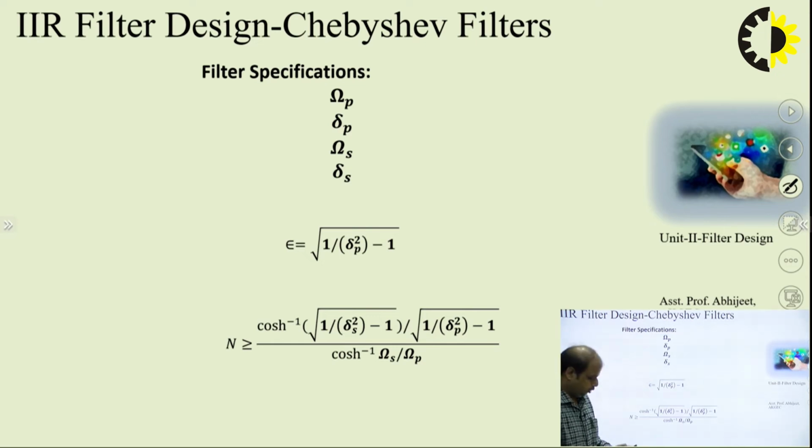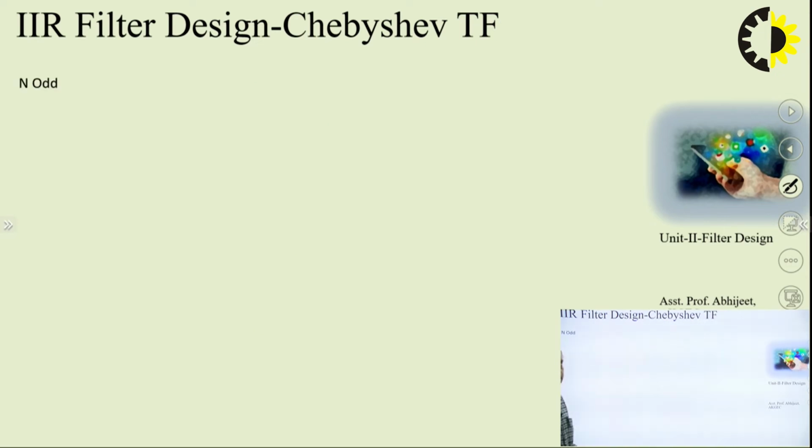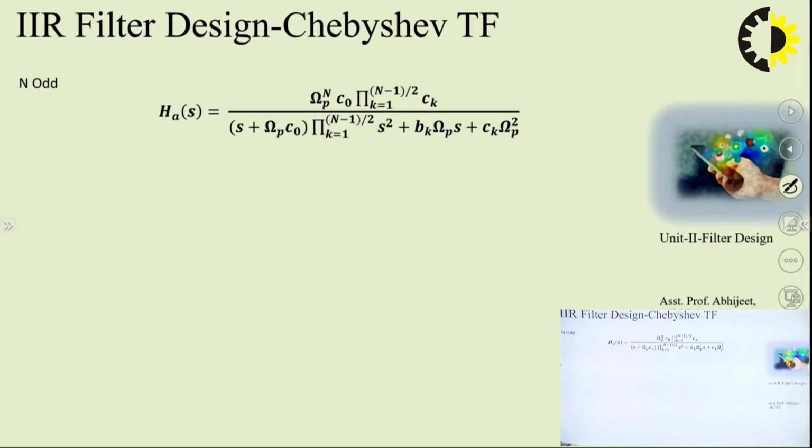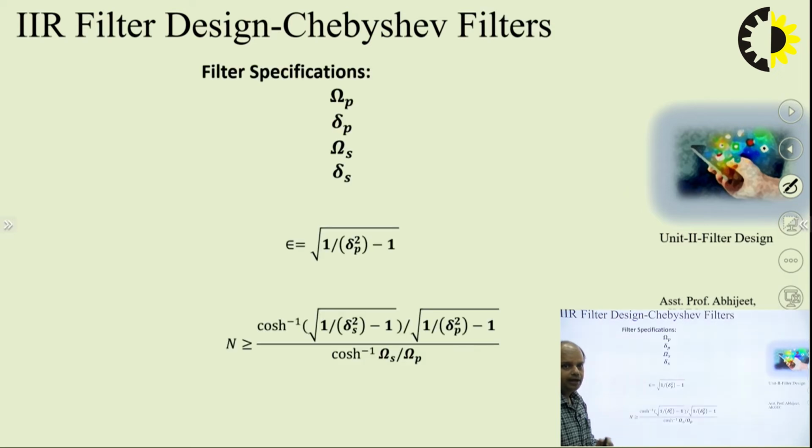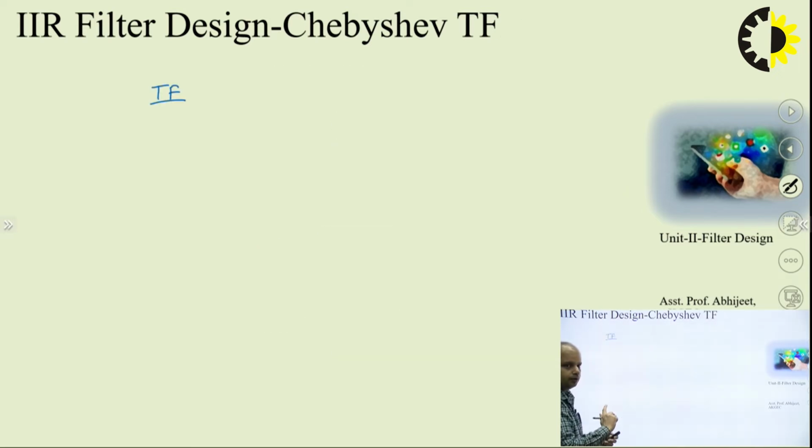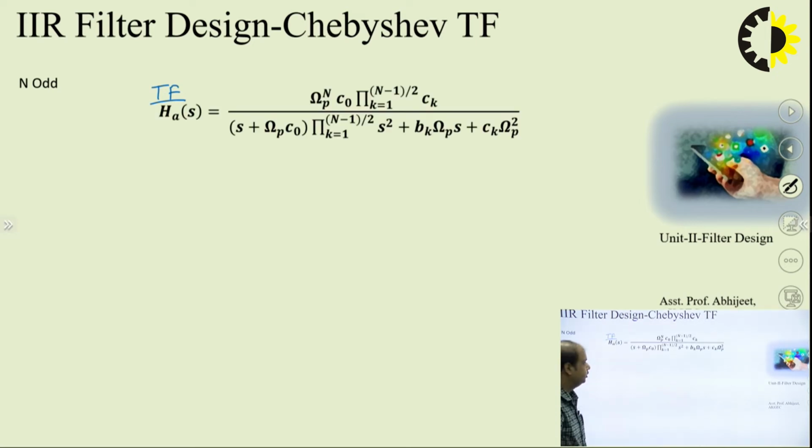So if we go like that, for odd n, the formulation for the transfer function, writing the transfer function directly, we have omega p raised to the power n, that was there also. Here there is no cutoff frequency, the only two things that are required are n and epsilon. Remember, we only require n and epsilon in Chebyshev. There is no cutoff frequency omega c. So what frequency omega p will be used for definitions. So omega p raised to the power n, c naught, and continued product from 1 to n minus 1 by 2 and ck. We'll define ck and c naught.